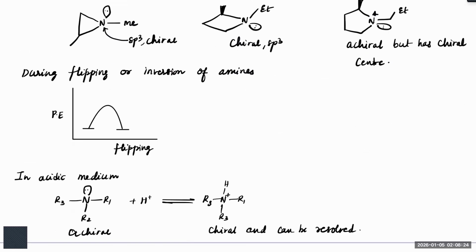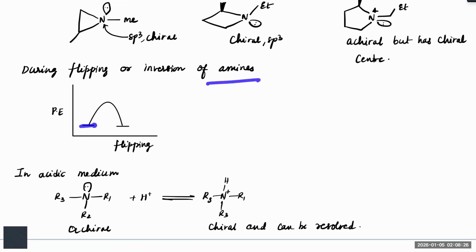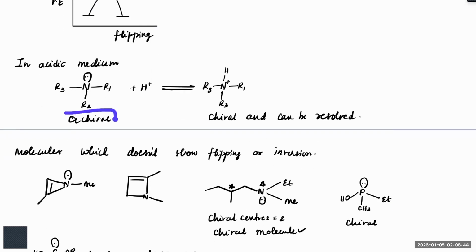So during the flipping or the inversion of amines, basically the potential energy changes like this. The molecule goes to a transition state where it becomes sp2. From there, again, it will come back to the other stage. But if one is R configured, the other one will be S configured. But in acidic medium, let's say I have an achiral molecule. In acidic medium, it will become chiral, correct? And that can be resolved because now the lone pair completely takes up the H plus and now it will be like a normal chiral center. So for such a chiral center, resolution is easy.